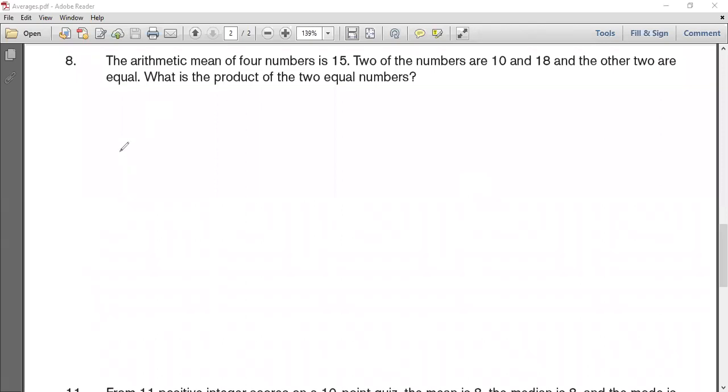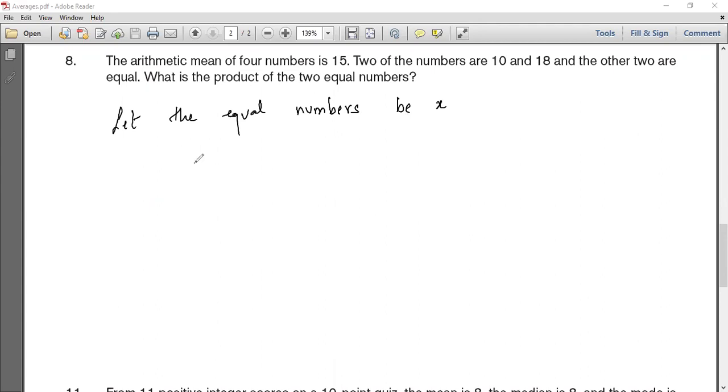Let's go to question number 8. Question number 8 reads as follows. The arithmetic mean of 4 numbers is 15. Sum of the two of the numbers are 10 and 18, and the other two are equal. What is the product of the two equal numbers? So let the equal numbers be x.